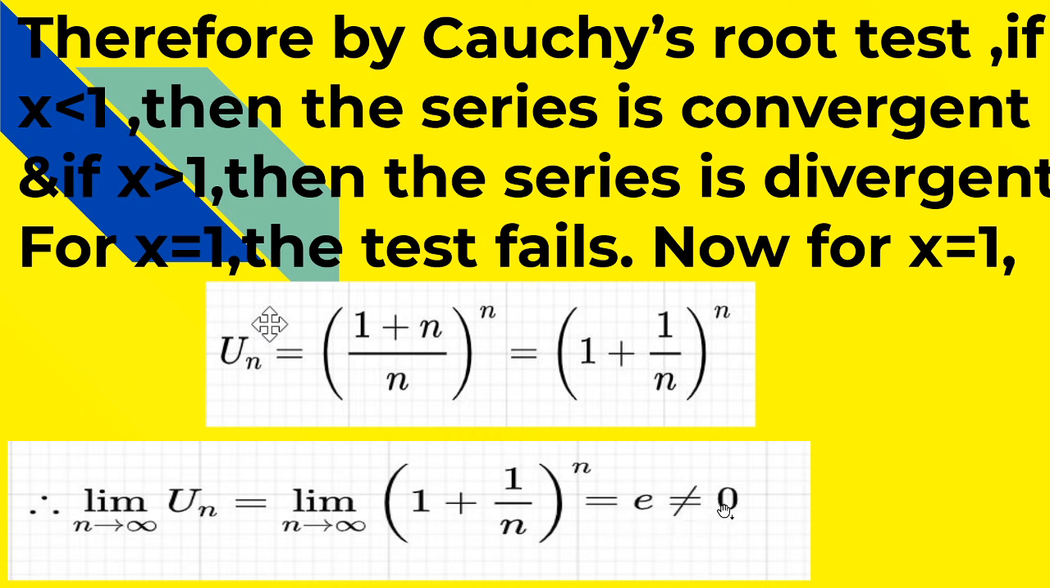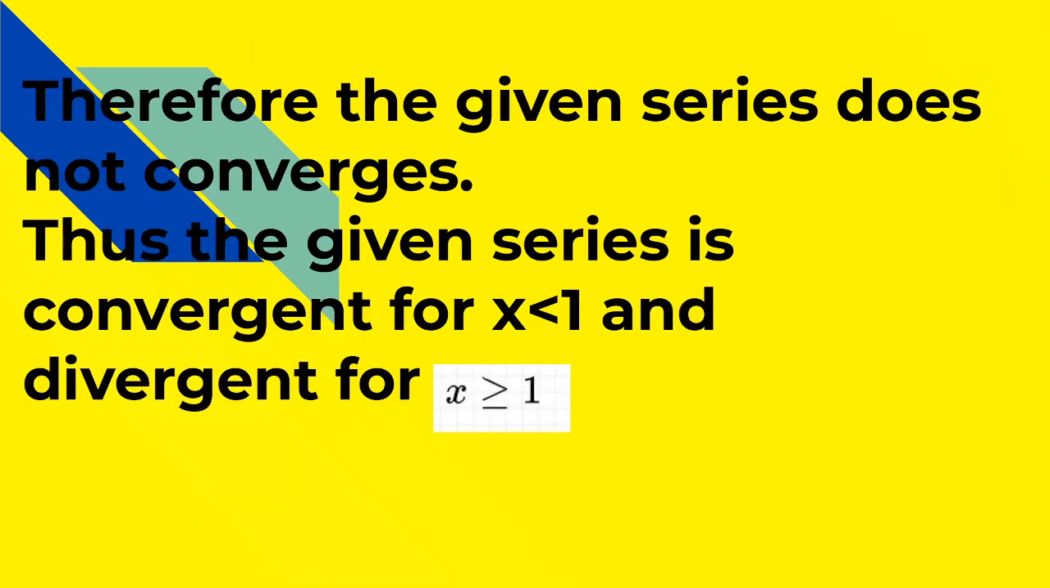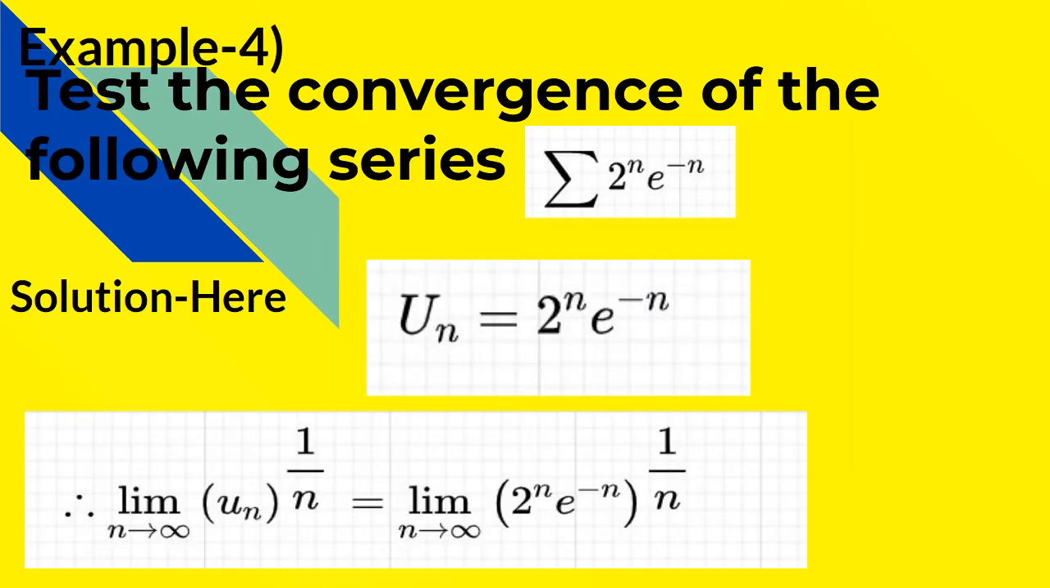E is not equal to 0 because e lies between 2 and 3, and therefore the given series does not converge. Thus, the given series is convergent for x less than 1 and it is divergent for x greater than or equal to 1. See the fourth example.